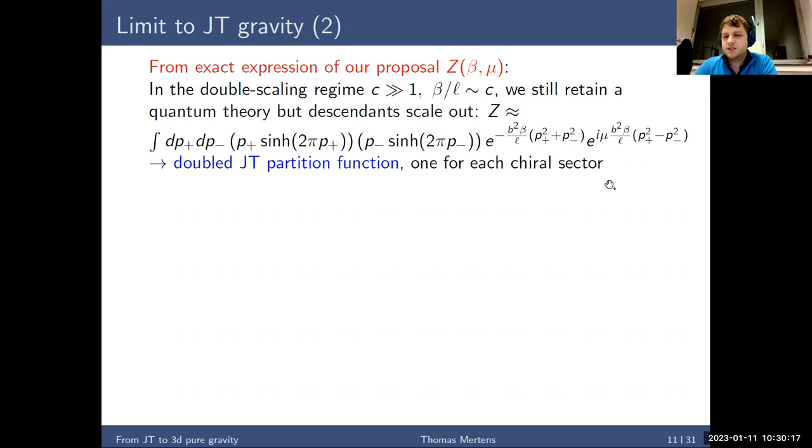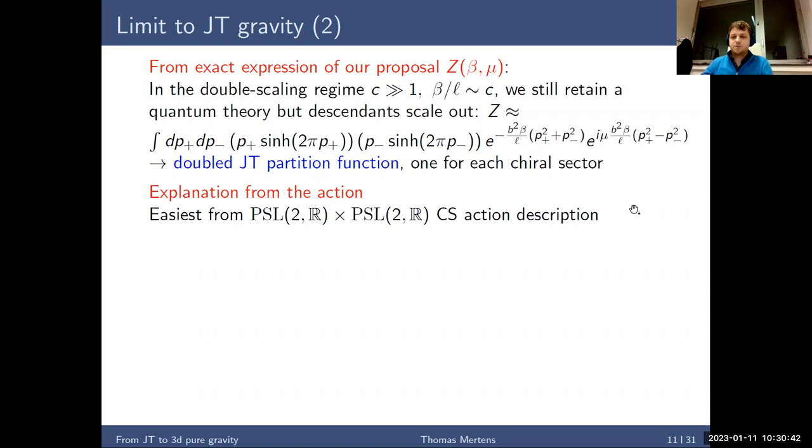And it's essentially the square of a JT partition function. So it's a JT partition function for the chiral sector and another one for the anti-chiral sector. So the measure, the sinh times sinh measure, just becomes P times sinh 2 pi P, which was the JT measure again. So there's this limit, this scaling limit that I mentioned here, where we can just go back to the JT partition function, but we have two of them. We have the square of it.